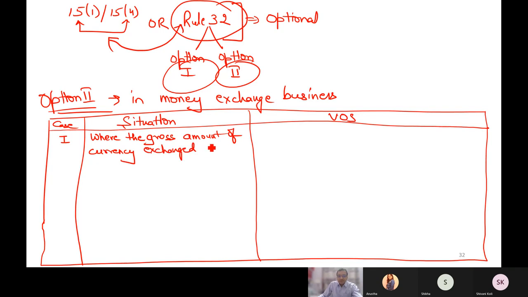Exchange is till 1 lakh rupees. Then government says the value of supply you can take is higher of the following.